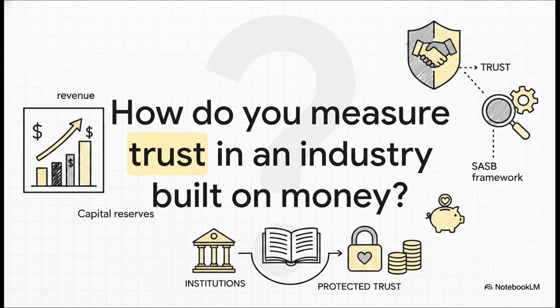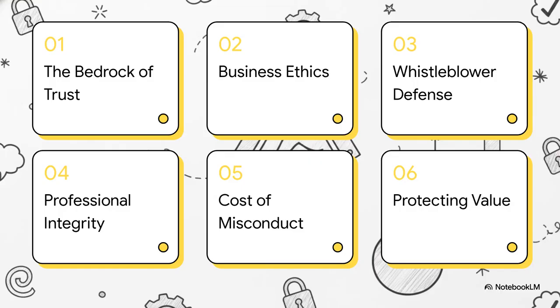As we explore the SASB framework, that's the Sustainability Accounting Standards Board, specifically focusing on investment banking and brokerage, we're going to see exactly how financial trust is quantified, reported, and ultimately protected by the world's largest institutions. Here is our roadmap for the explainer. 1. The bedrock of trust. 2. Defining business ethics. 3. The whistleblower defense. 4. Ensuring professional integrity. 5. The cost of misconduct. And 6. Protecting shareholder value.